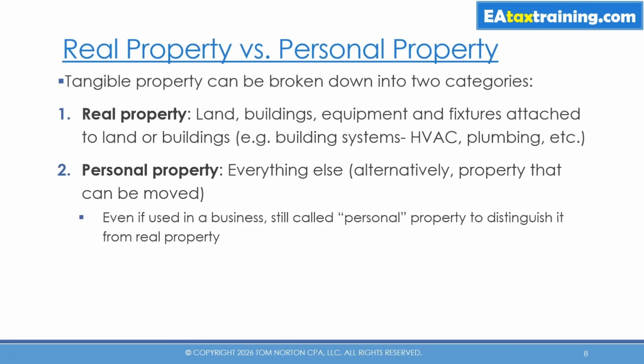That's what it means. Personal property is everything else, or you can think of it as property that can be moved. When we say personal, again, we don't mean that it's property that's not used in a business, that is used for personal use. We just use the word personal to distinguish it from real property. So, real estate is real property, everything else is personal property. And again, you will see this distinction frequently in the tax law.